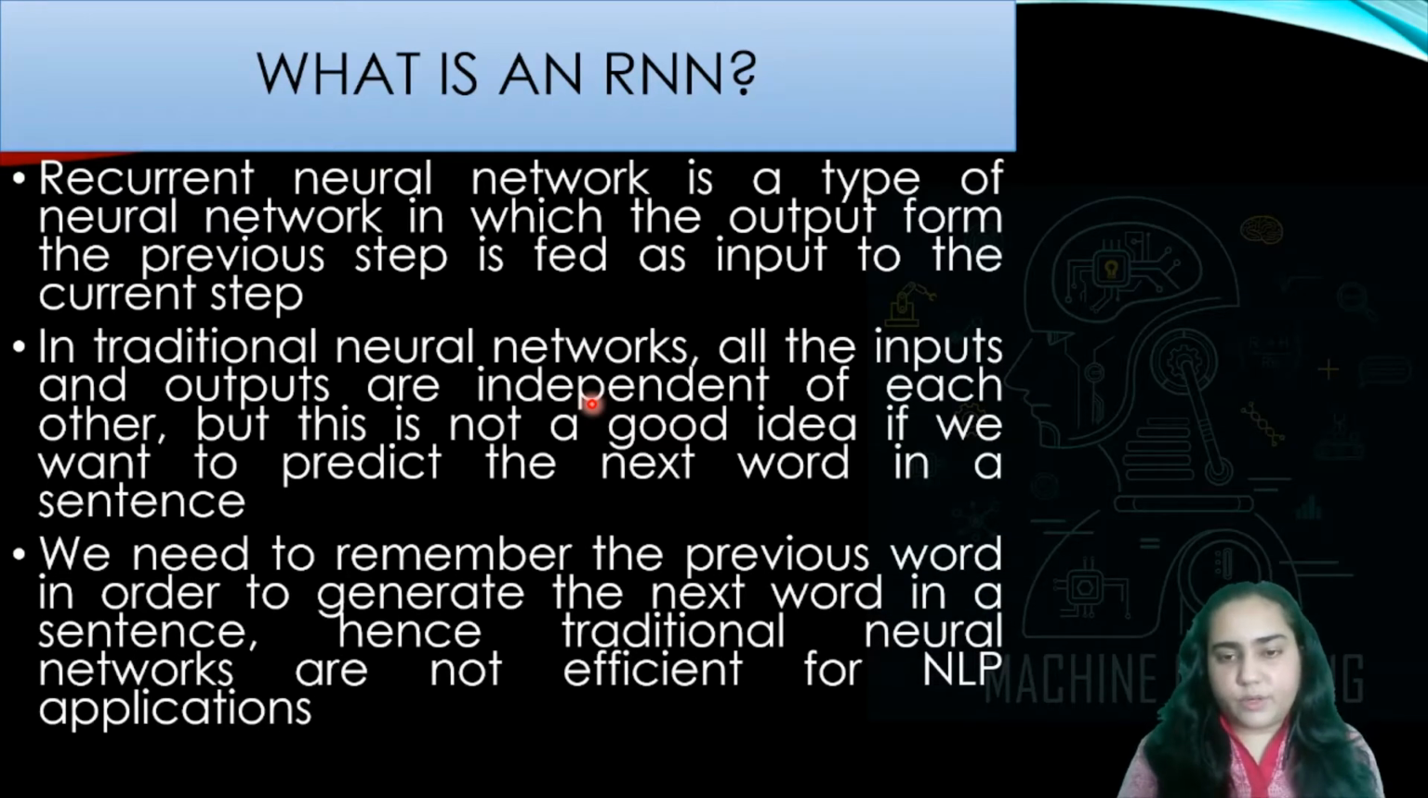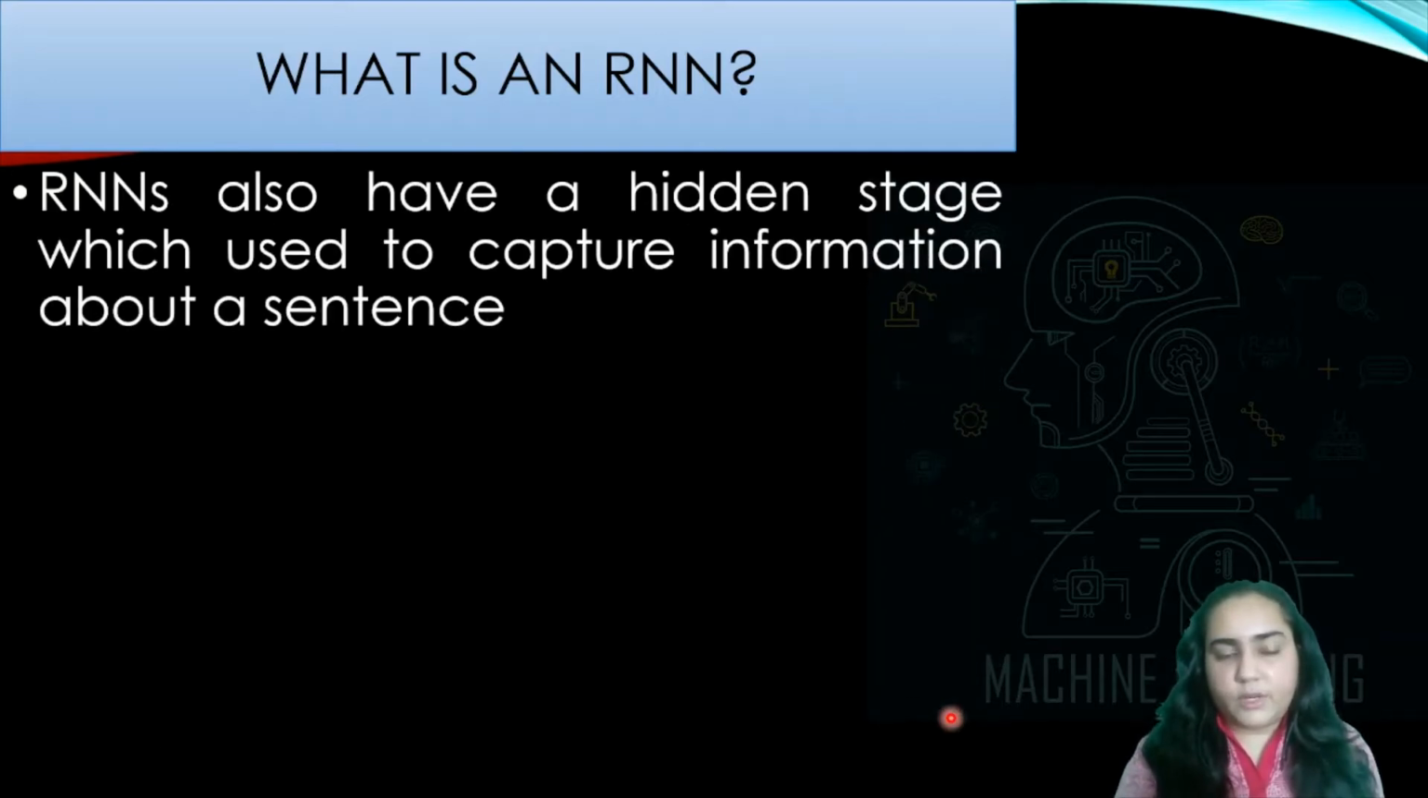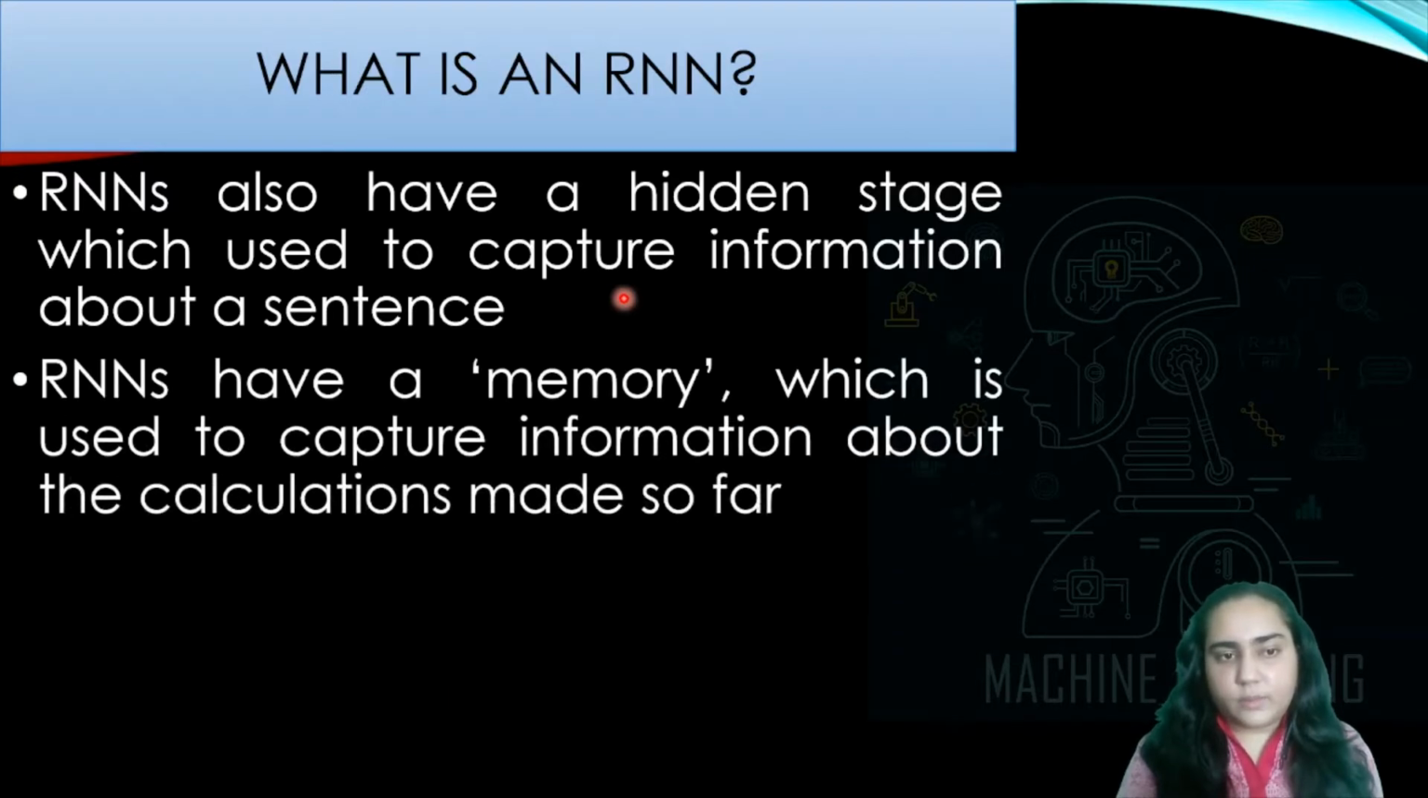So we need to remember the previous word to generate the next word. So traditional neural networks are not efficient for any of these NLP applications. NLP means natural language processing applications. And RNNs also have a hidden state which is used to capture information about a sentence. So there is a hidden state in between. And they also have a memory. This memory can be used to capture information about the calculations that are made so far about the sentence.